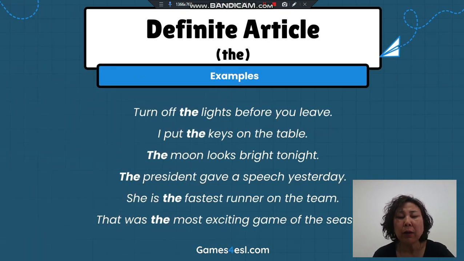Now there are some examples for the definite article. Turn off the light before you leave. I put the keys on the table. The moon looks bright tonight. The president gave a speech yesterday. She is the fastest runner on the team. That was the most exciting game of the season.